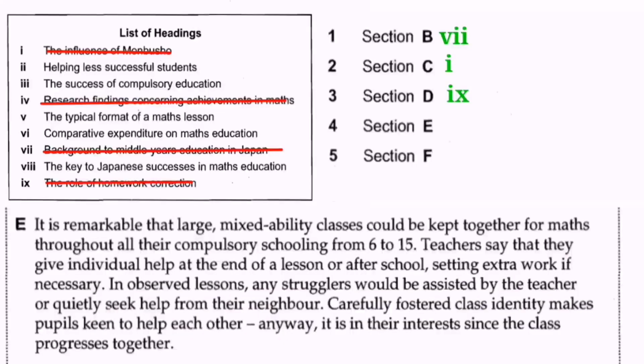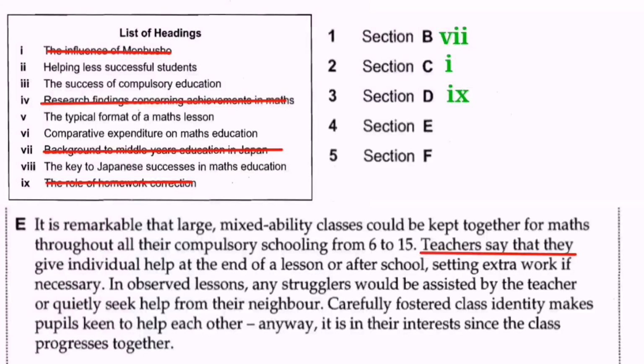It is remarkable that large mixed ability classes could be kept together for maths throughout all their compulsory schooling from 6 to 15. It means that all the students, whether they are intelligent or dull, are kept in the same math class from 6 years of age to 15 years. Mixability is the key word. It means all students, whether they are intelligent or dull.